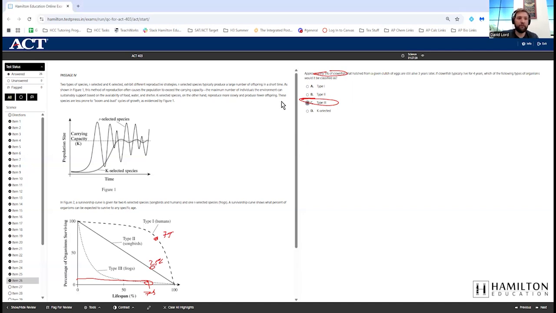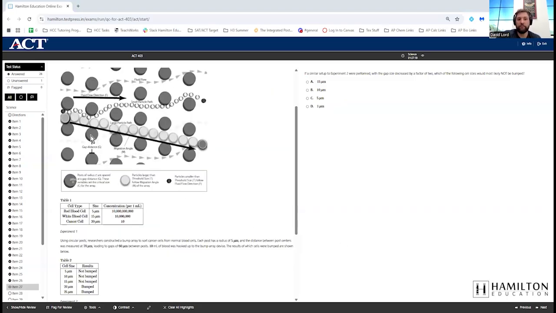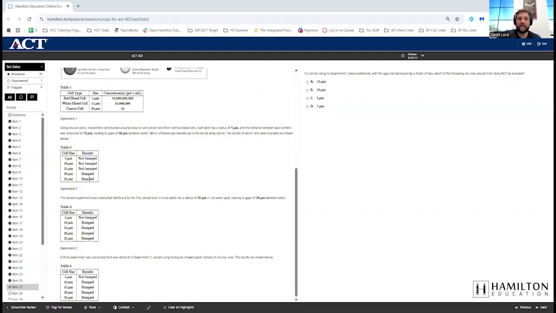Okay, now that does it for the fourth passage. On to the fifth passage. So the fifth passage is definitely very intimidating with the big graphic here. Again, there's a lot going on, but it will make sense as we do more of it. There's also 3 experiments too to watch out for. So let's get to it.